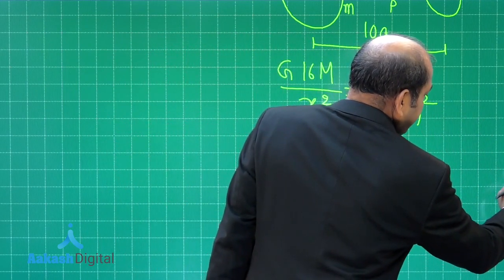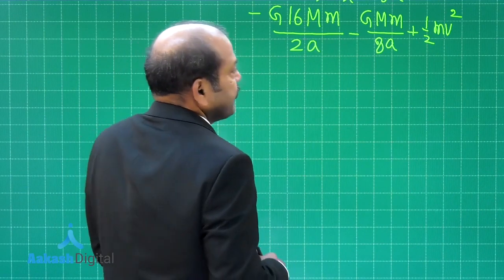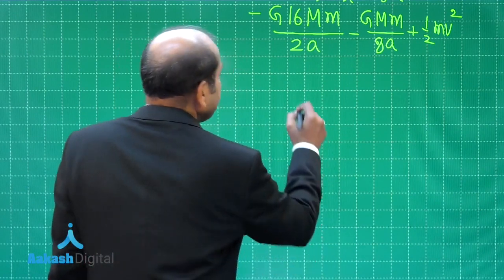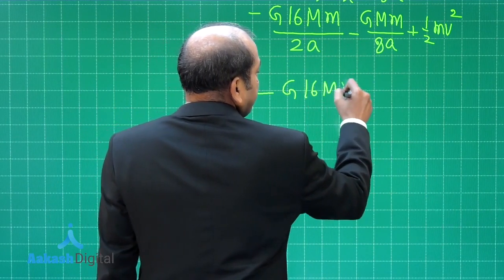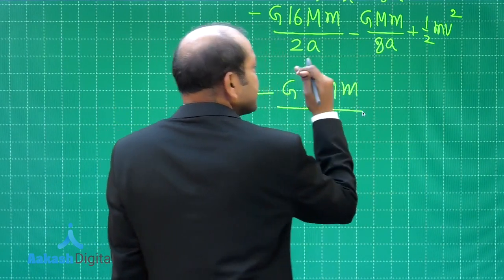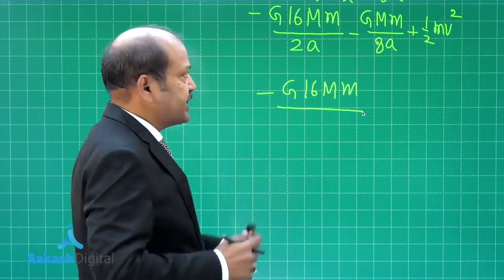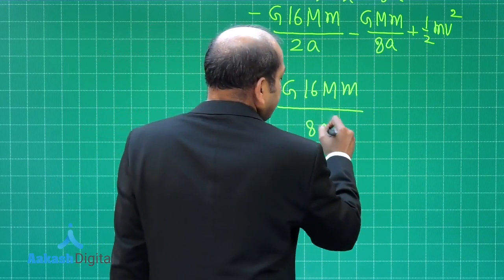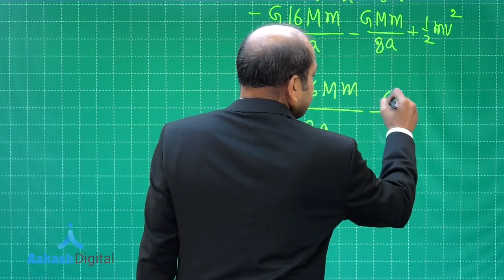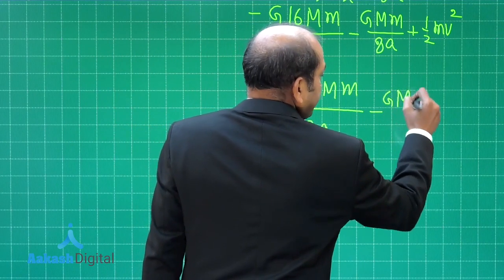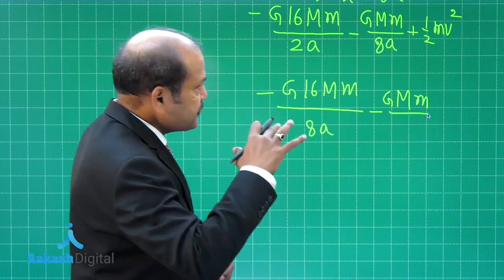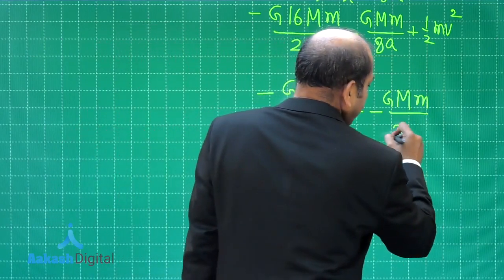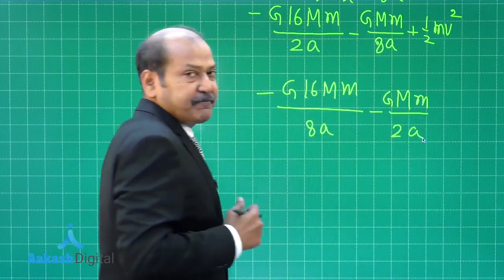So, at point P its potential energy of interaction becomes what? It becomes minus capital G 16 M small m. Now, the distance from the center of the larger sphere is 8a, so we have 8a here, and minus capital G M into small m. The distance from the center of the smaller sphere now is 2a. So, this is the equation.